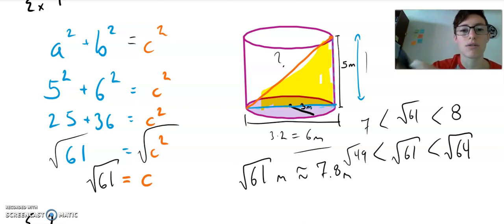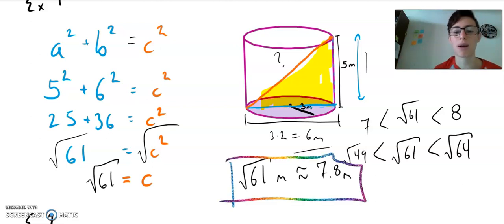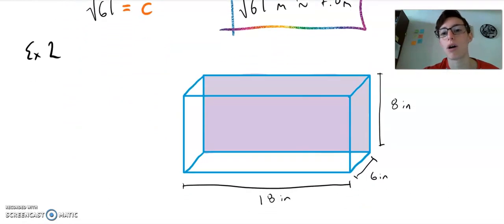Oh, this is our victory box. We found an answer, let's put it in rainbow. Bam. Okay, so that's one way that we can look at interior diagonals. The most common way that you're going to see it in 8th grade is with a rectangular prism, a box.